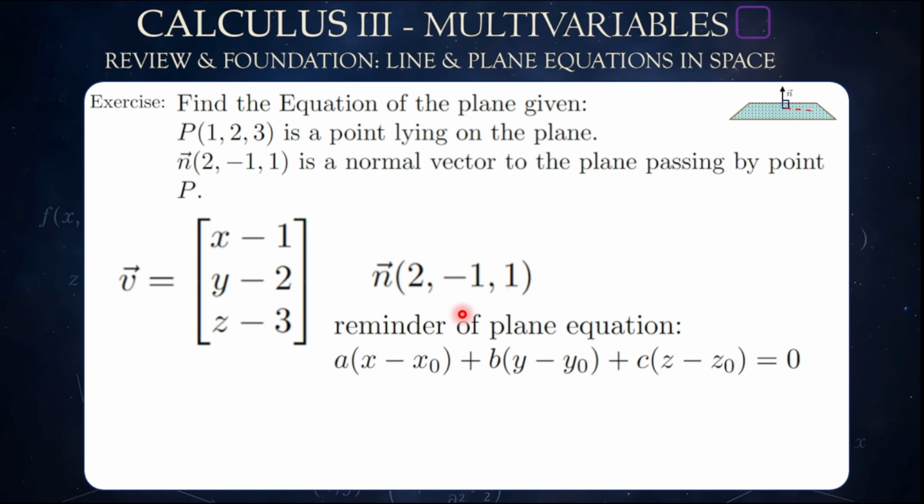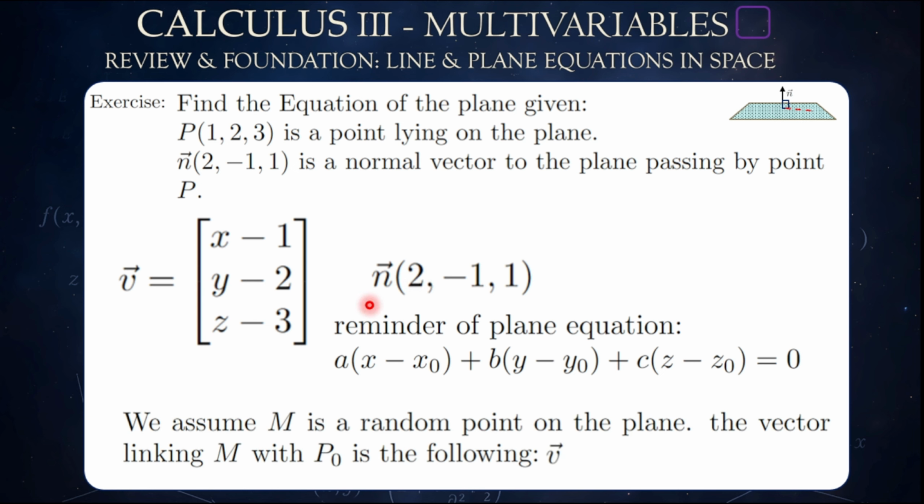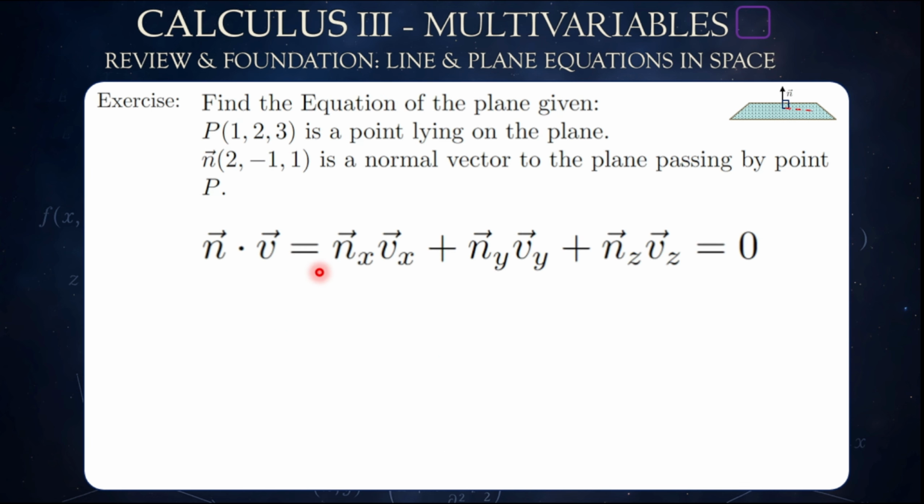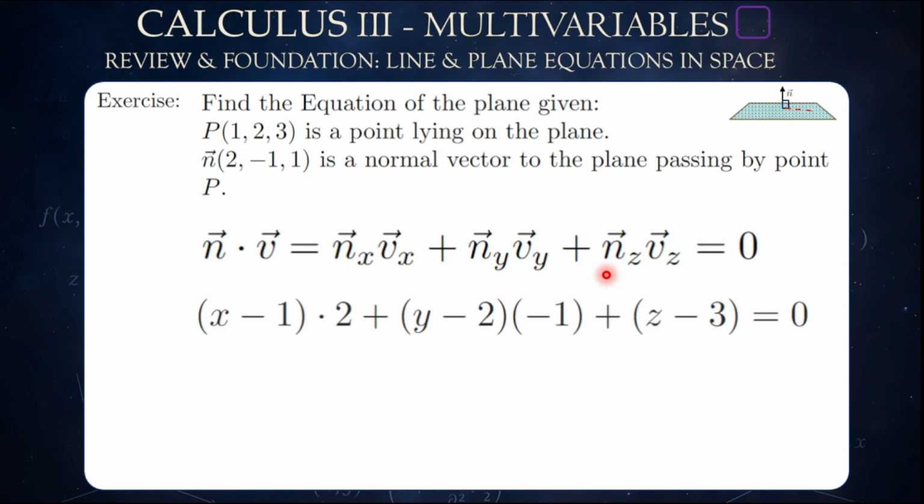As a reminder of the plane equation, it is given by a times (x minus x0) plus b times (y minus y0) plus c times (z minus z0) equals 0, which is the dot product between these two vectors, basically. Alright, so again we assume M as a random point on the plane. The vector linking M with P0 is v, so n dot v is equal to 0. So n dot v is equal to nx vx plus ny vy plus nz vz is equal to 0.